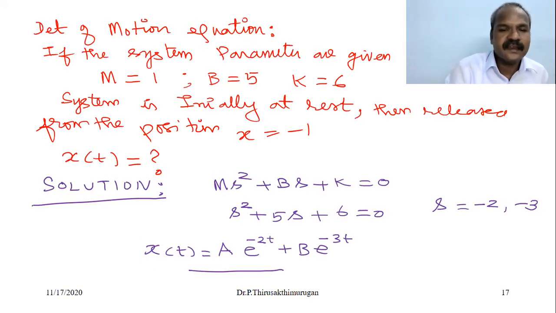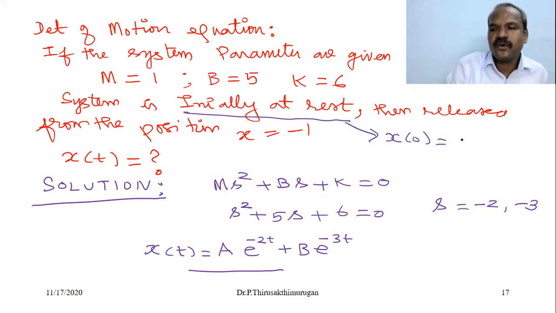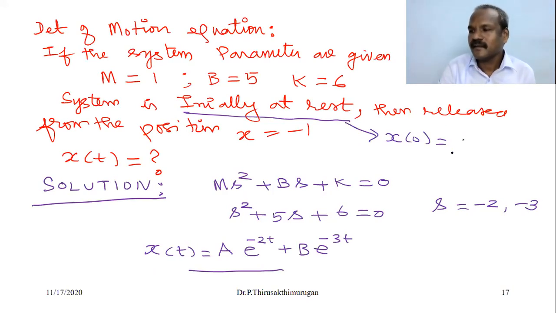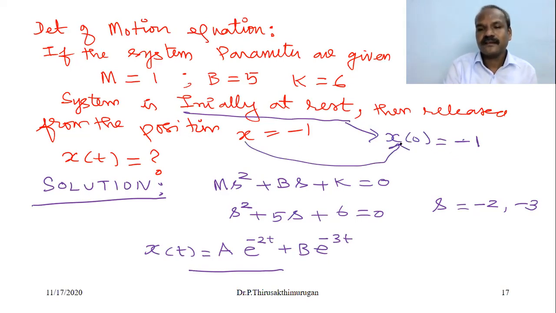Use the initial conditions, at t equal to 0. What is given? Given x of 0 equal to minus 1. What is x of 0? A plus B. Initially at rest, it is released from the position. The initial position x is minus 1. So what is the initial velocity when it is at rest? x dot of 0 equal to 0.